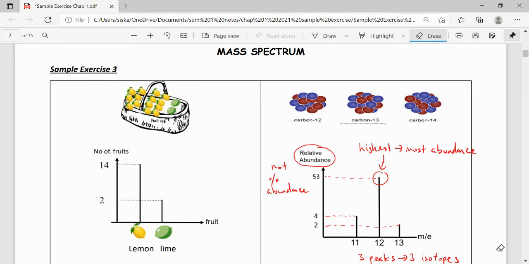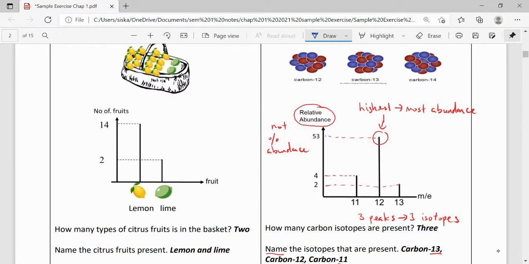Mass spectrum. So what do you have to take note of when you answer a question on mass spectrum? Okay, number one, you must know how to interpret the mass spectrum. The one that I want to highlight is this part, the y-axis. You have to check, is it relative abundance or is it percentage abundance?